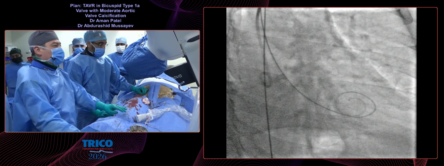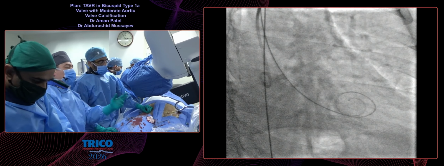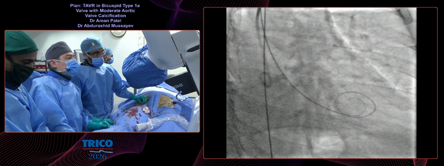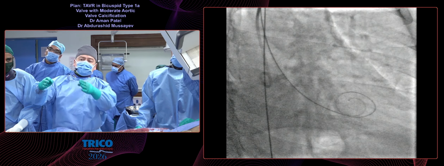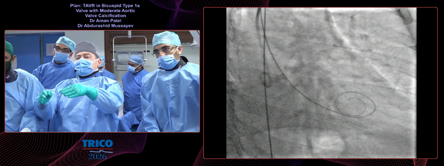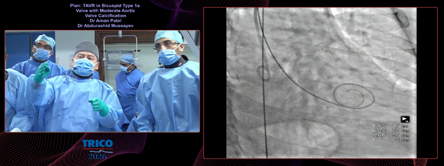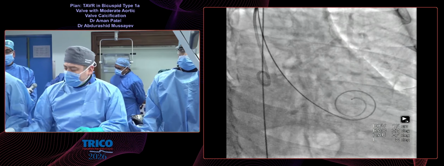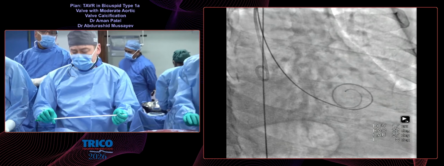Now it is much easier to cross through the valve in a patient with a bicuspid aortic valve in cusp overlap view, because on this side, the pigtail side, you could see the movements of the non-coronary cusp, and from the right side you could see the movement of the fused raphe. And now we want to pre-dilate with the 18 French dilator.